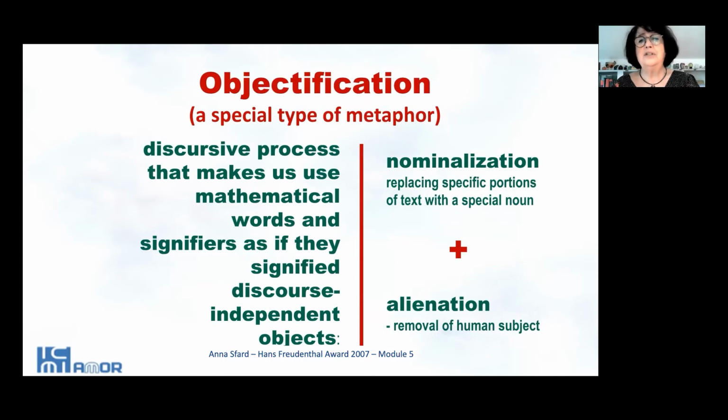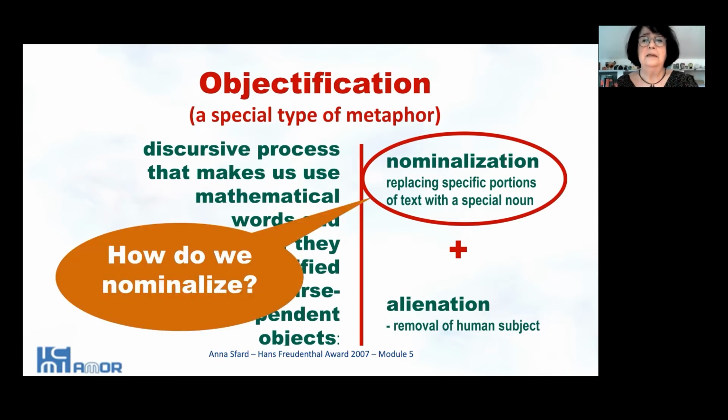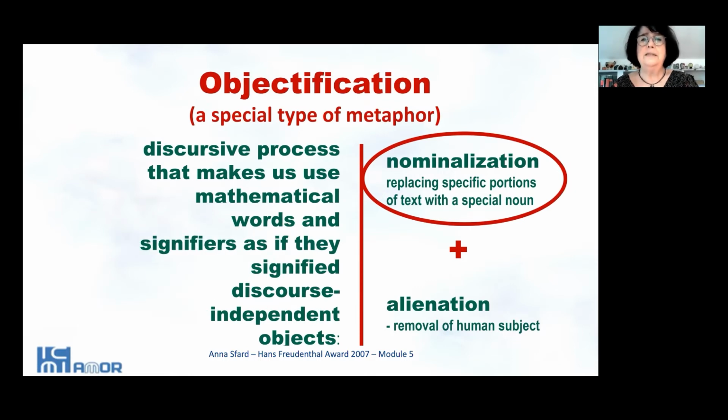Let me now return to the question of how mathematical objects are constructed. We spoke about two discursive transformations that constitute the process of objectification: nominalization and alienation. I will now focus on nominalization, the process of replacing portions of text with a noun. Let us take a look at the different ways in which we can do this. One of these ways has already been exemplified. I have shown how the process of counting may be turned into a mathematical object called number.